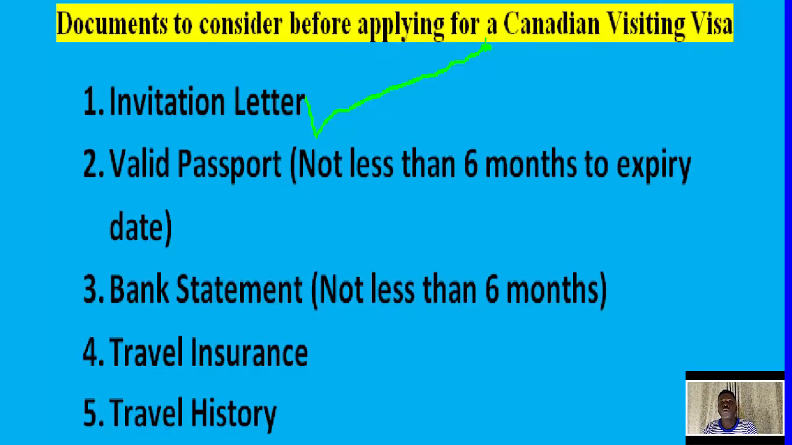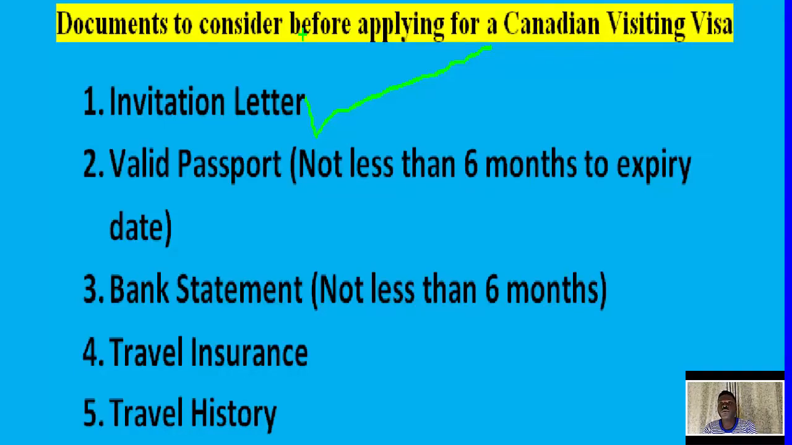Number two, you need to have a valid passport. A valid passport with not less than 6 months to expiry date. Some passports that have 4 months remaining, or passports that have around 4 months, 5 months will not be accepted by the IRCC when you are submitting your visa application. So your passport needs to have at least 6 months to the expiry date.